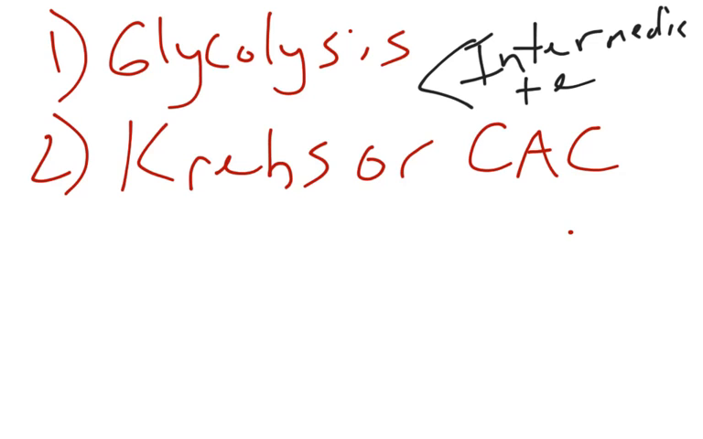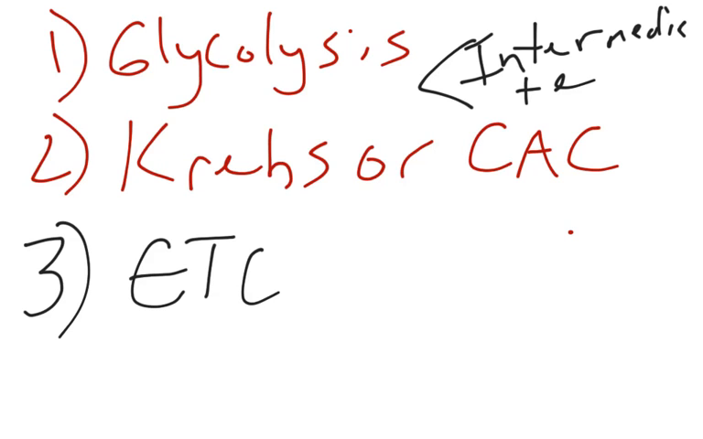All right, so we have glycolysis is the first step, then we have an intermediate or transition step, and then we have Krebs or citric acid cycle. Then we have that didn't work. Then we have our third, okay, which is the electron transport chain. Okay, I just abbreviated ETC. Okay, electron transport chain. That's actually where we make the majority of our ATP.